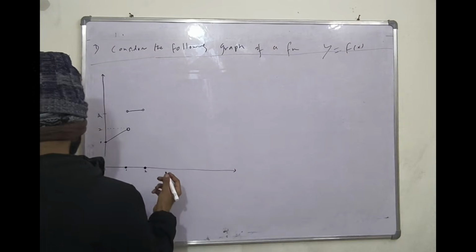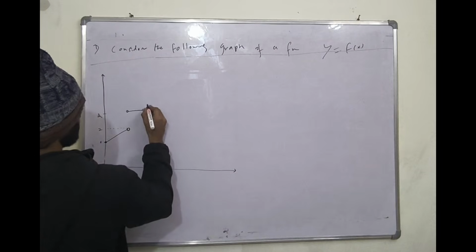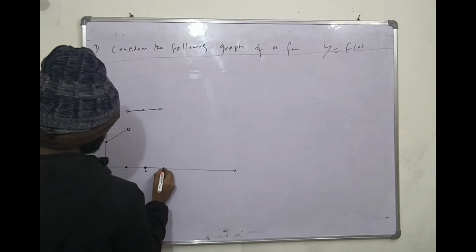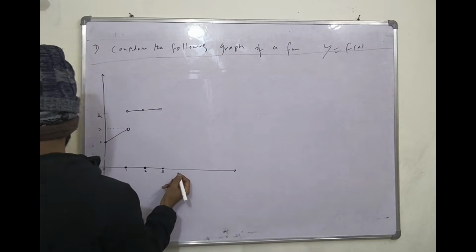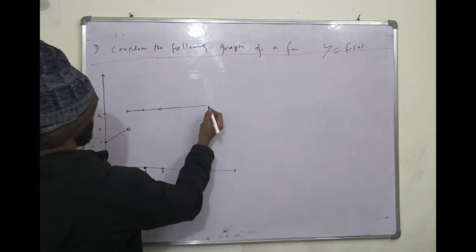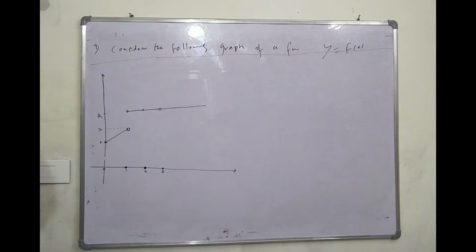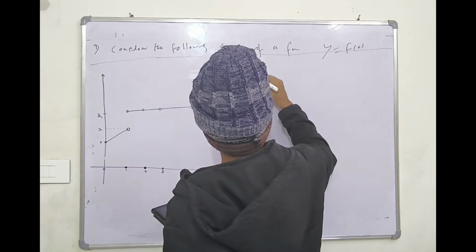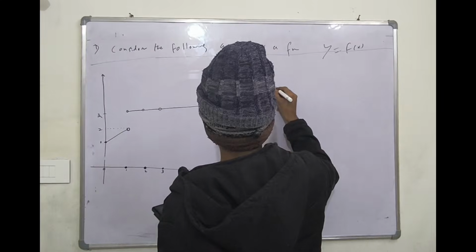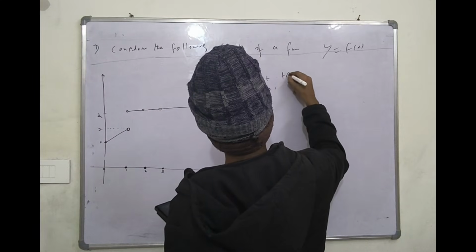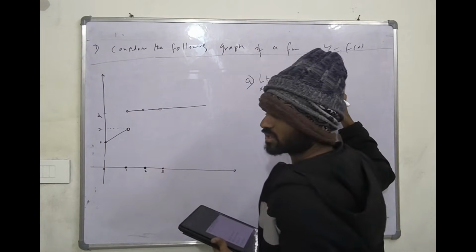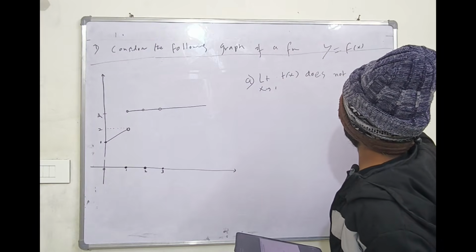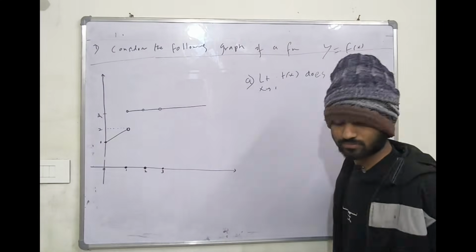Again, at x equals 2 plus, the value came again, and it got a jump again at x equal 3. So this is our question. The first option, they are asking which of the following options are right: limit x tends to 1, f of x does not exist.